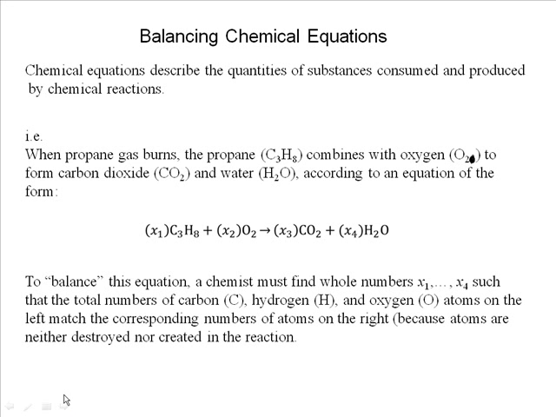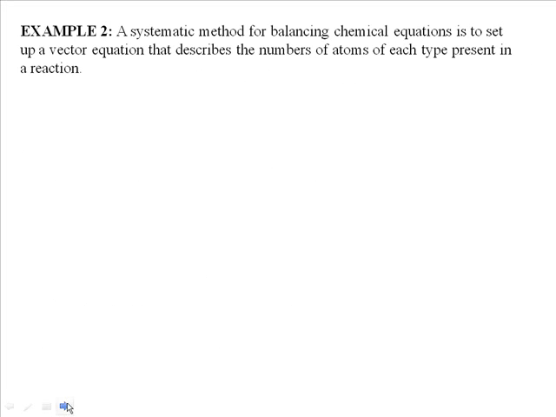To balance this equation, a chemist must find whole numbers x1 through x4 so that the total numbers of carbon, hydrogen, and oxygen atoms on the left match the corresponding numbers of atoms on the right, because atoms are neither destroyed nor created in the reaction. In this example, we want to look at a systematic method for balancing chemical equations. We're going to set up a vector equation that describes the number of atoms of each type present in a reaction.